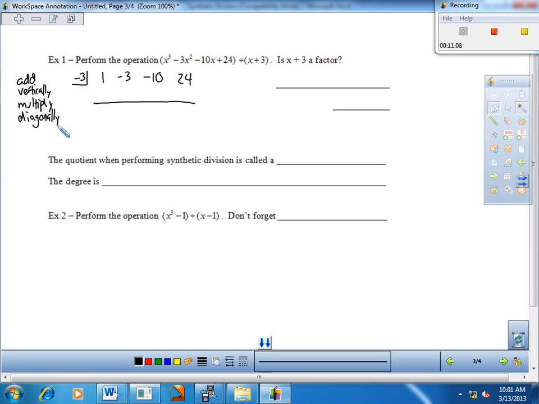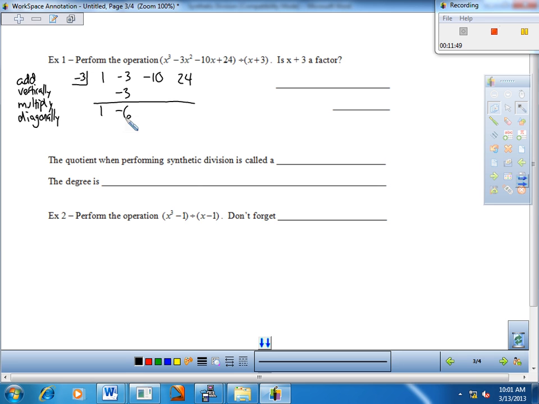So here's how it does play out. Let's get comfortable with the algorithm here. Initially, whatever number this is, it comes on down, and that's part of the add vertically. 1 plus 0 is just 1. And then here's the diagonal that I'm referring to. See, that's on a diagonal. So I multiply those numbers together, multiply diagonally, and it's going to go right here. So negative 3 times 1 is negative 3. Add vertically.